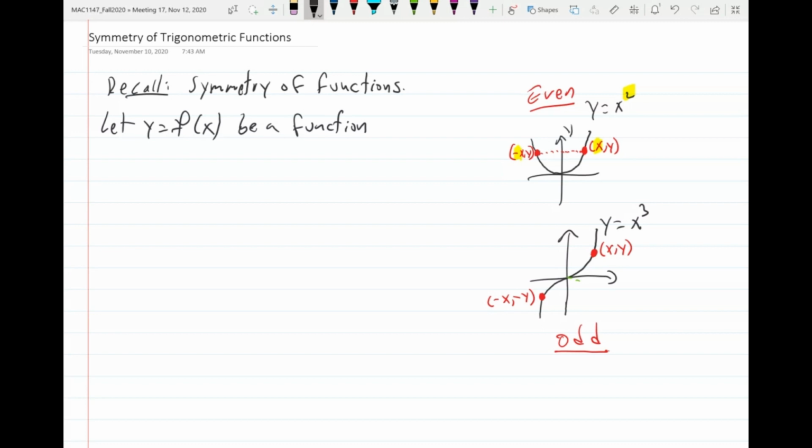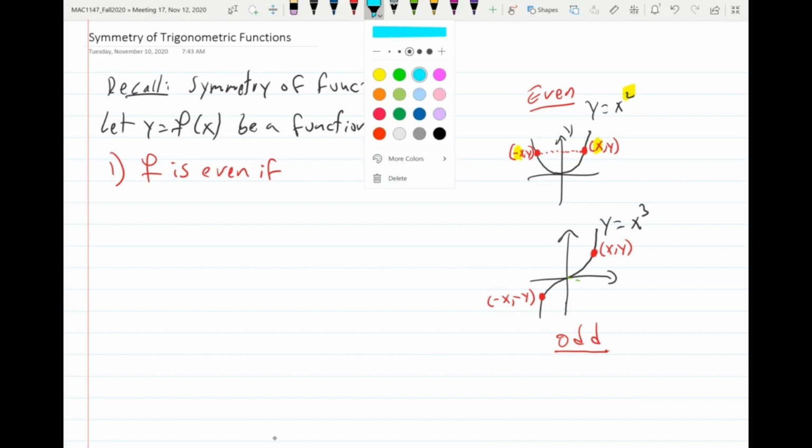Then, what does it mean to be even? So f is even if, notice that the condition here is that whether you plug in x or negative x, you will always get the same y. By looking at the picture, that's exactly what we see. How do we write that algebraically?